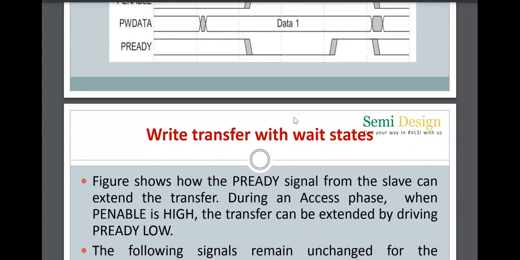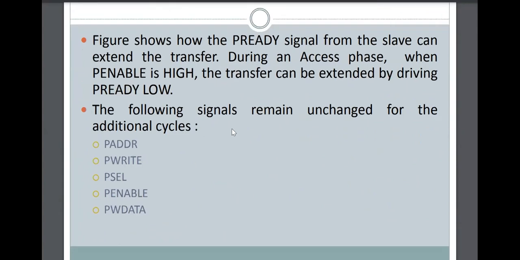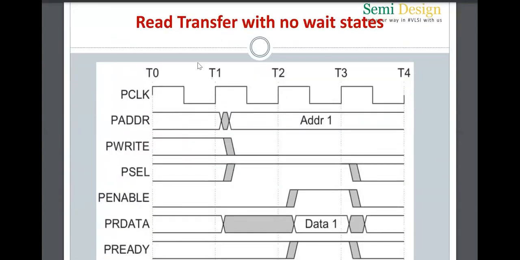Okay. So this is the theory part. You can go through the theory part and the read transfer. Read transfer with no wait state and with wait state, we have to check. Okay. See here.